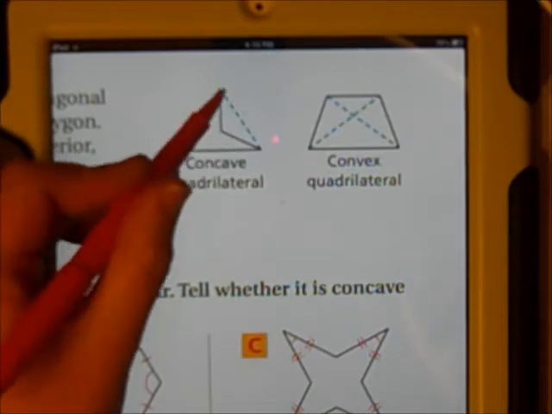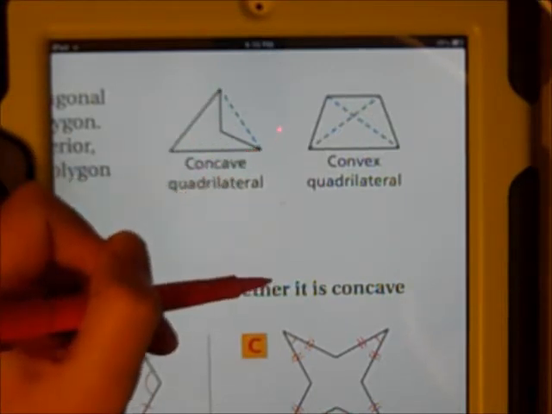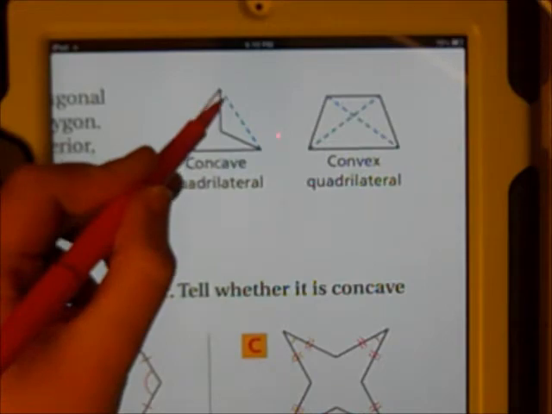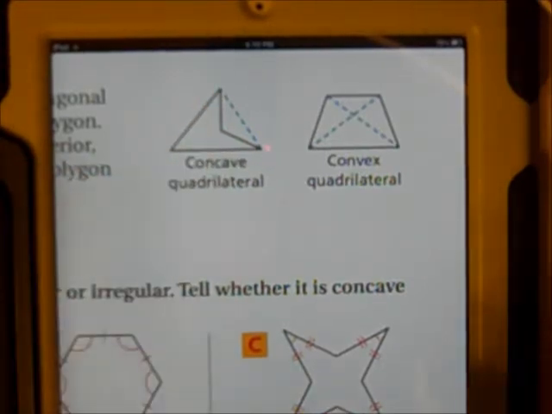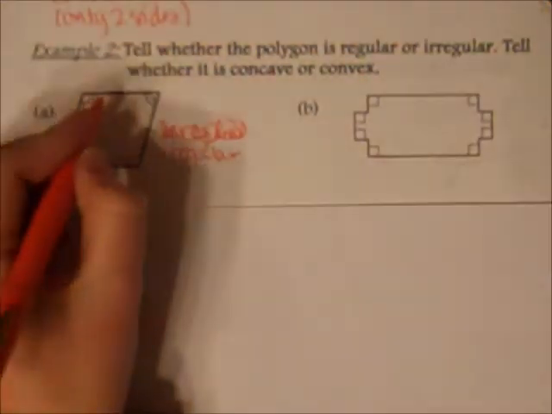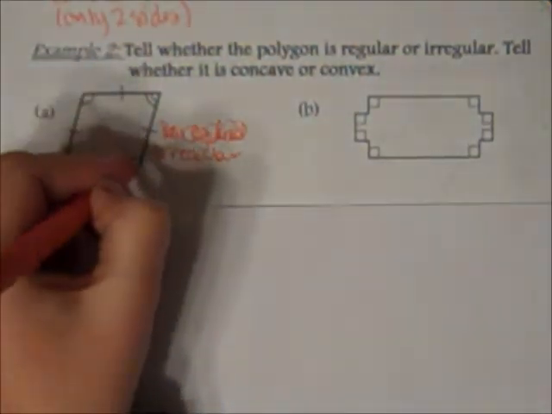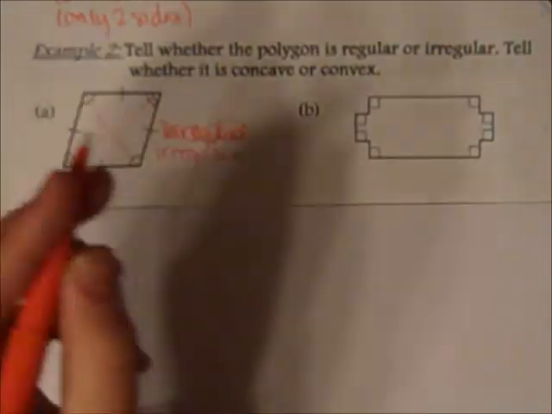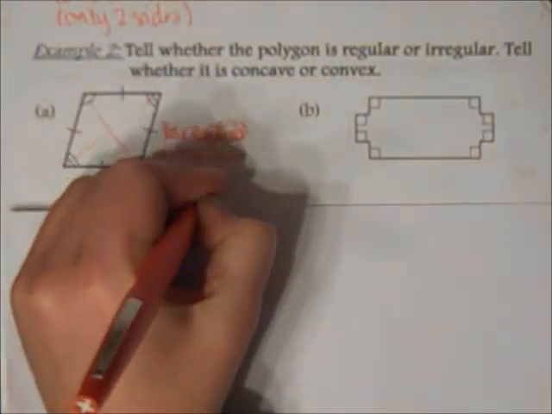So this is the figure over here, and the diagonal is hanging around on the outside. So it's concave because these sides point inward instead of pointing out like it's supposed to. Okay, so this one, nothing is pointing inside. If I drew the diagonals, they would be inside the figure. So this is convex.